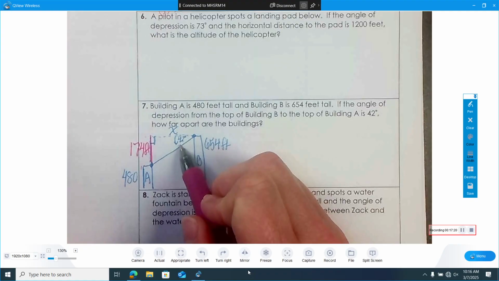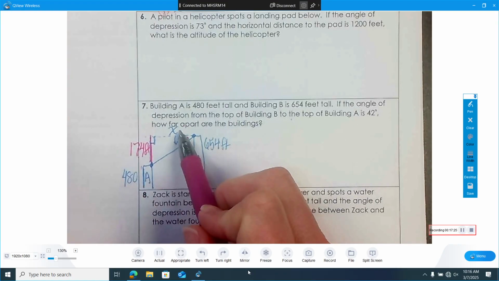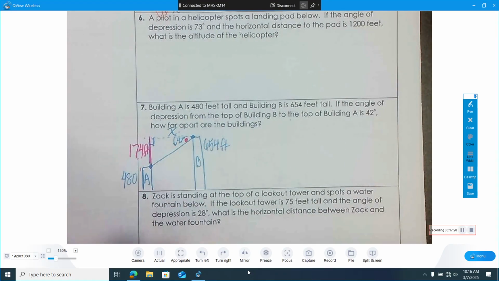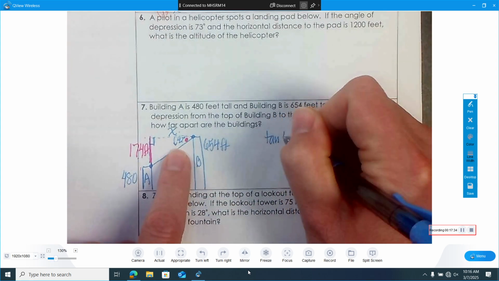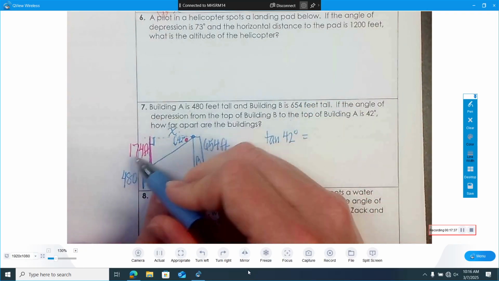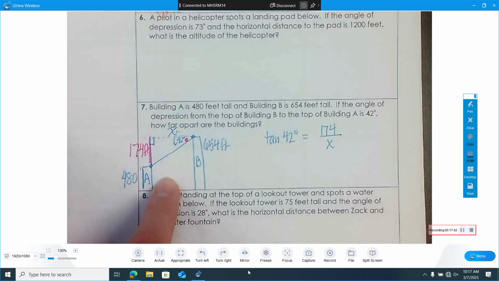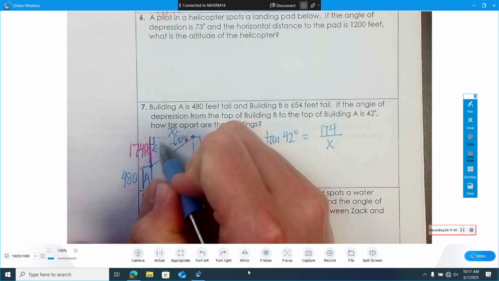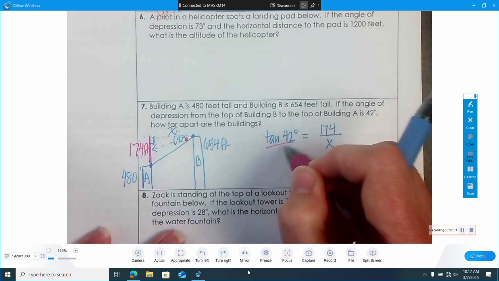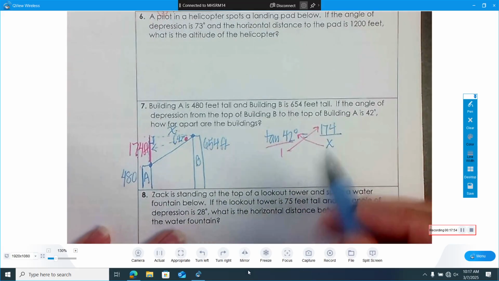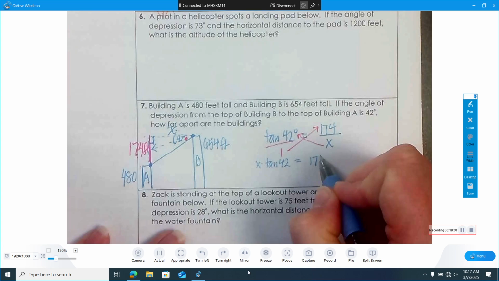Now I have a triangle, and my angle of 42 degrees, opposite and adjacent are what I have. Which trig function should I write? Tangent. All right. So we have the tangent of our 42 degree angle is opposite over adjacent. So 174 over x. Once again, I'm going to cross multiply. I get x times the tangent of 42 equals 1 times 174.